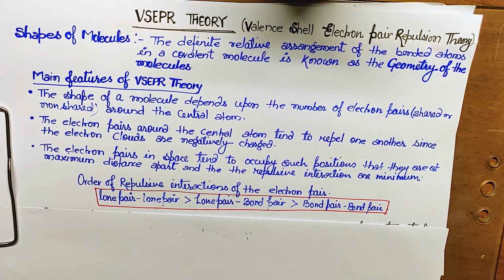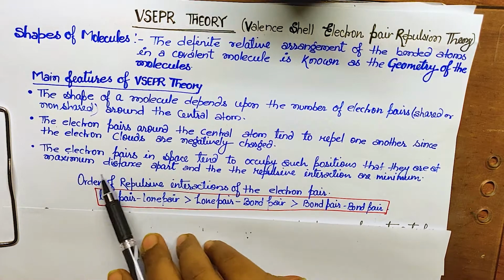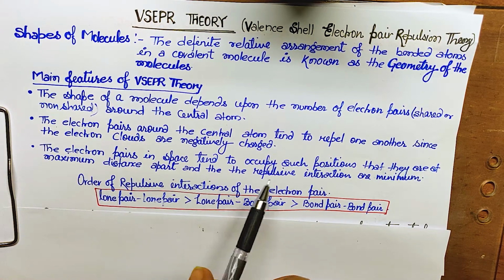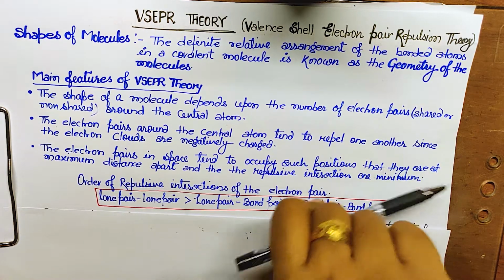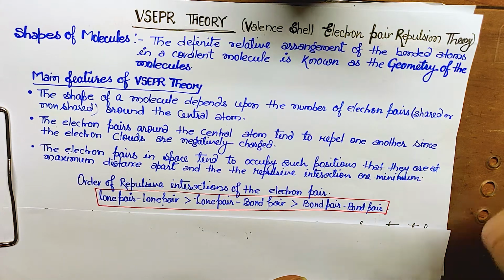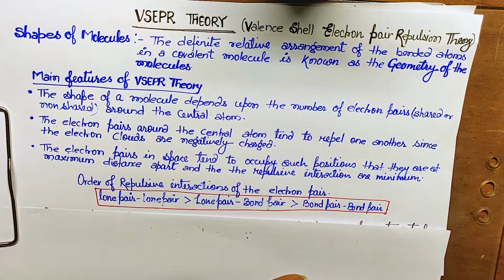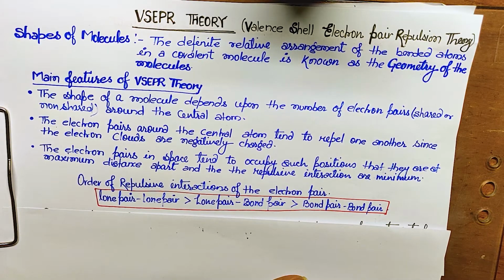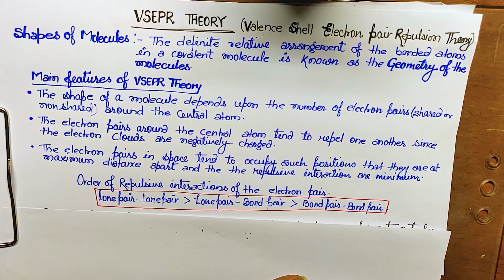Let me explain that. The electron pairs in space tend to occupy such positions that they are at the maximum distance apart and the repulsive interaction will be minimum. So lone pairs, जो होते हैं in space, try to acquire such a position where the inter-electronic repulsion will be very less, and hence the molecule will be stable. The structure will be stable.